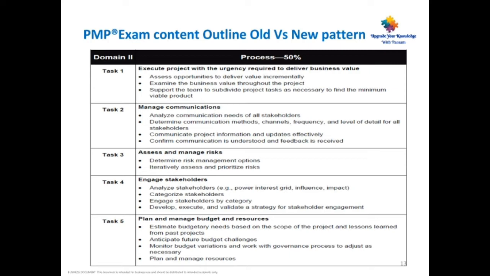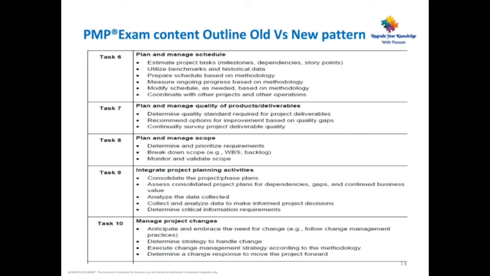And task 5, plan and manage budget and resources: estimate budgetary needs based on the scope of the project and lessons learned from past projects, anticipate future budget challenges, monitor budget variations and work with governance process to adjust the necessary plan and manage resources. This plan and manage budget and resources was also there in the old pattern. So here if you see, the areas which we covered are communications, risk, stakeholders, resources and budget.